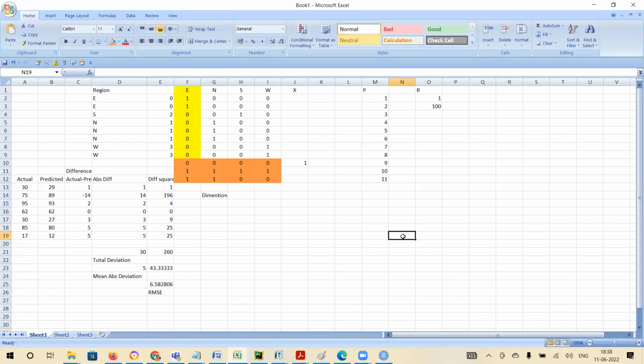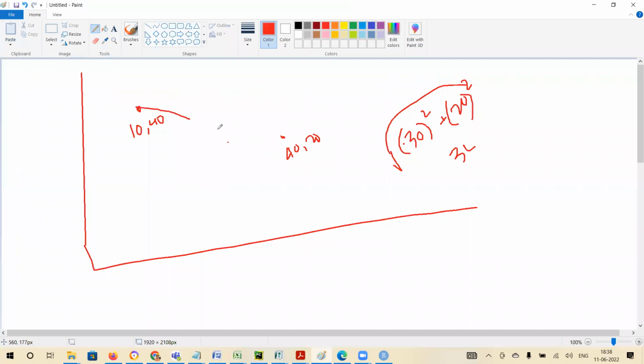In Excel, SQRT of 1300. 36 is the distance between these. This is called Euclidean distance.